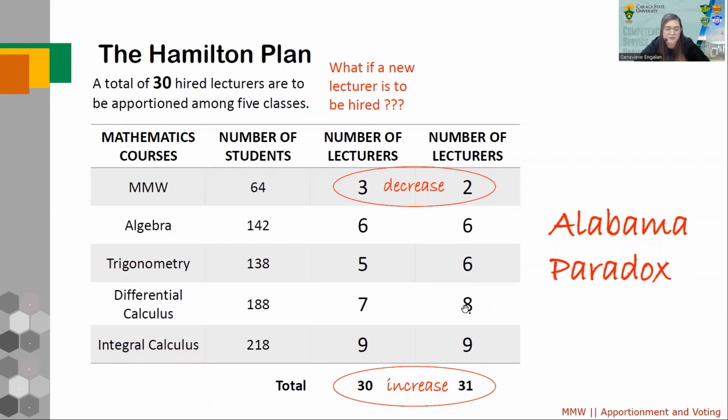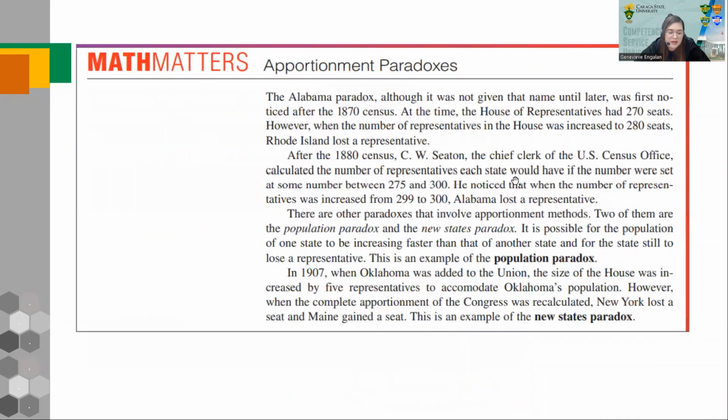So that is called the Alabama Paradox. It was named because of this. The Alabama Paradox did not have a name at first. It was first noticed in the 1870 census. At that time, the House of Representatives had 276. However, when the number of House of Representatives was raised from 200 to 286, Rhode Island lost a representative. Even though they added ten, Rhode Island lost a representative. So it was first noticed there, but it had no name at that time.